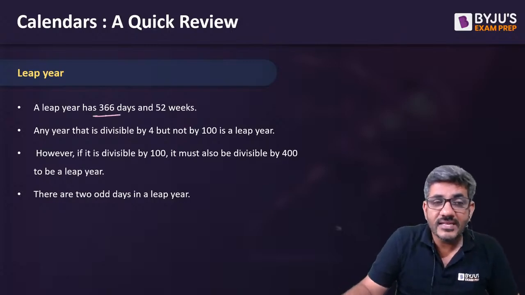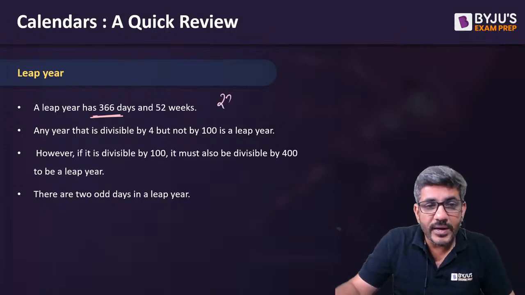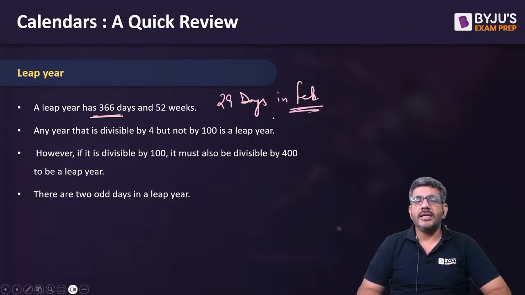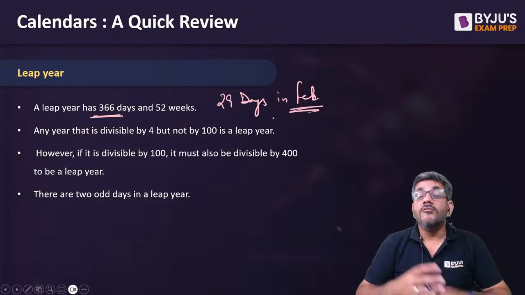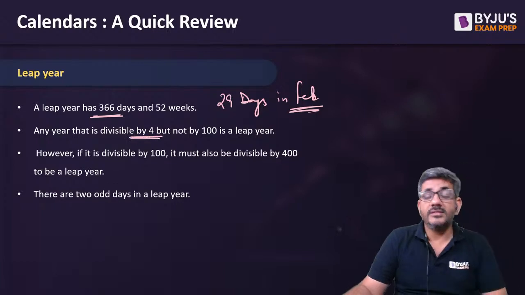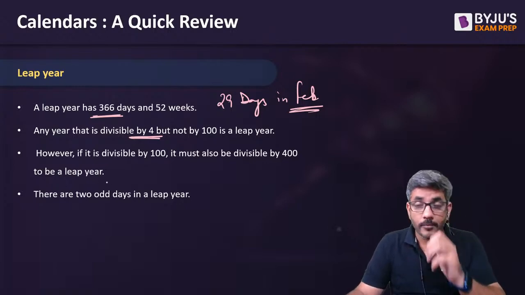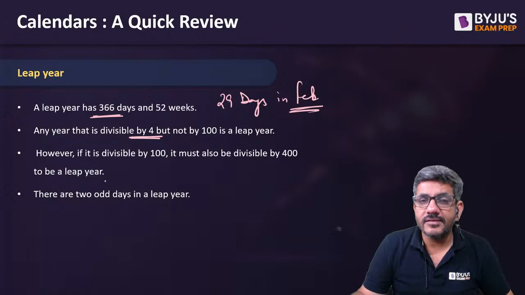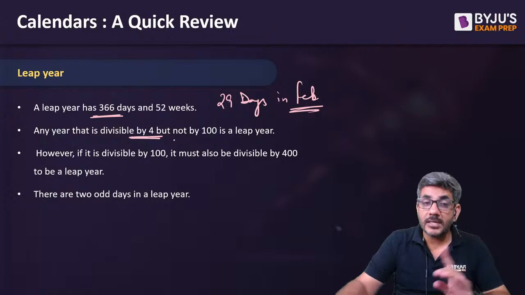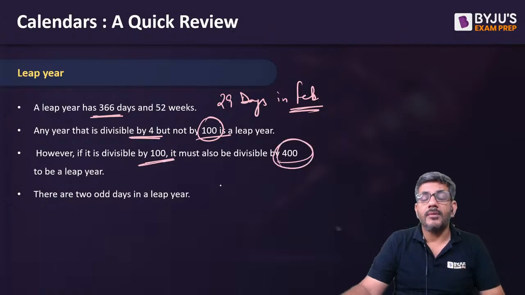A leap year has 366 days and 29 days in February. When there are 29 days in February, the year would be called a leap year. Which all years are leap years? A year which is divisible by 4 is a leap year, but there is an exception to this rule. Generally, this is what we know, that a year which is divisible by 4 is a leap year. No, not necessarily. A year divisible by 4 is a leap year, with an exception that if it is divisible by 100, then it must be divisible by 400.